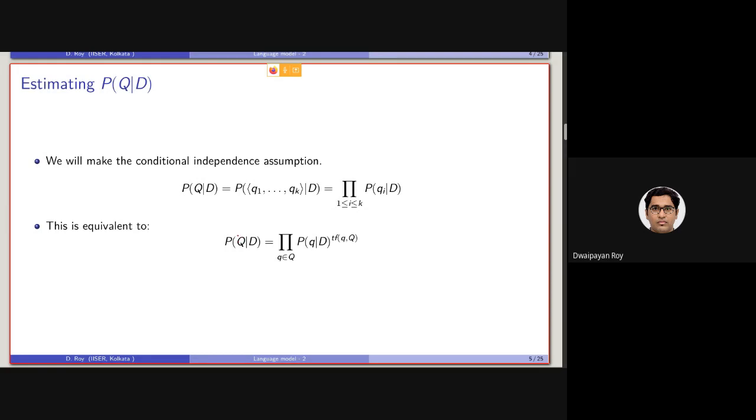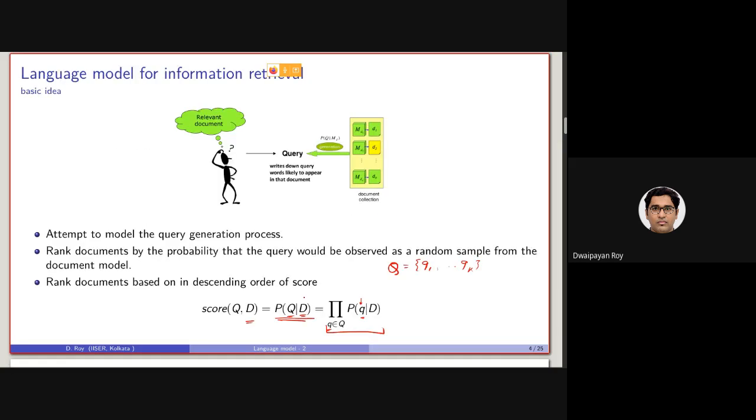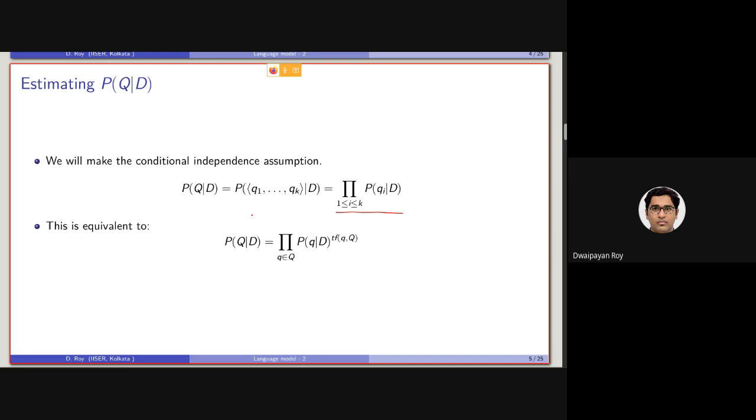Now, considering this, how are we actually considering this? Basically, this is the same as this. So the probability of Q given D is basically the probability of all the individual query words given the document. What is the generation probability of the query term Q1 given D? What is the probability of generation of query term Q2 given D? And so on.